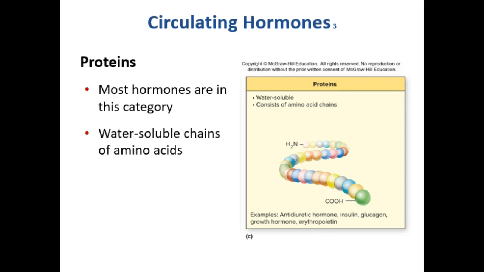Some examples of proteins are antidiuretic hormone, parathyroid hormone, oxytocin, glucagon, growth hormone, insulin, and erythropoietin. Those are all examples of proteins, which are water soluble, the more common type of hormone.